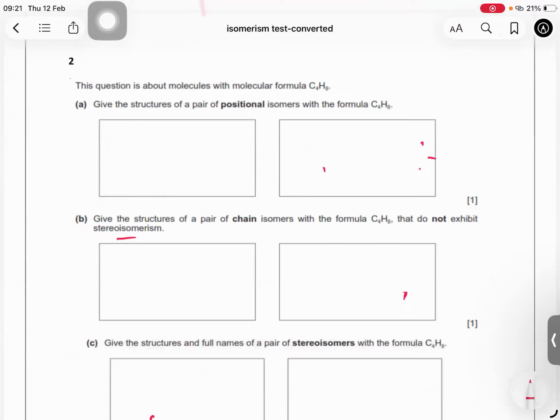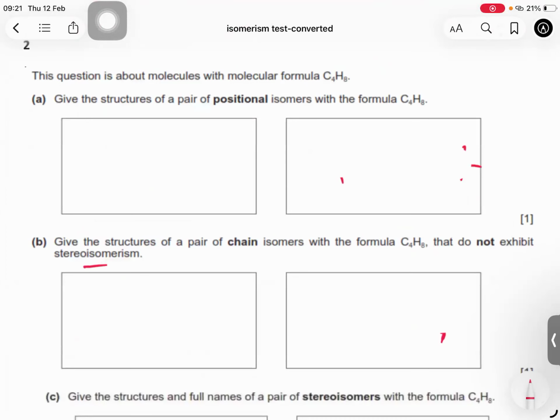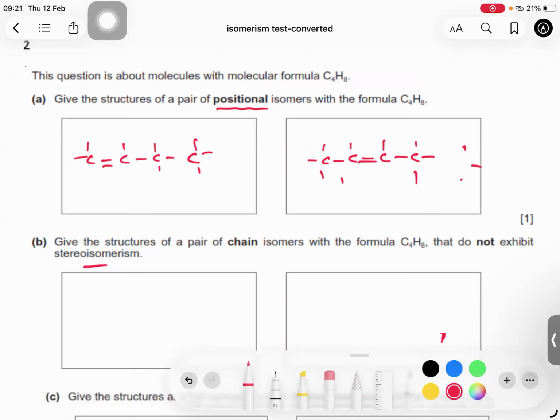The question is about the molecules with the molecular formula C4H8. Give the positional isomers of C4H8. Positional isomers कौन से होते हैं? जिसमें position of double bond change होता है या functional group. तो एक बना देते हैं butyne और दूसरा कौन सा होगा? Butyne. Okay. एक butyne है और एक butyne है.